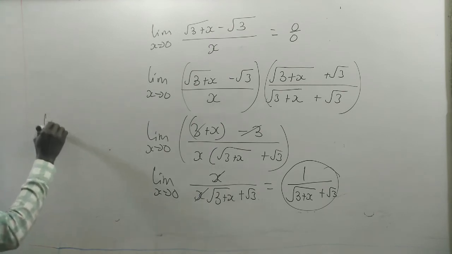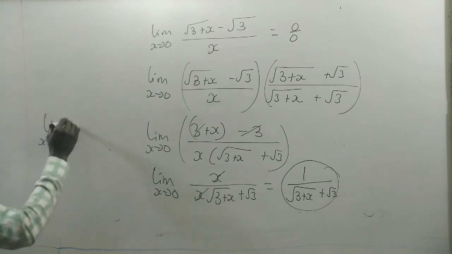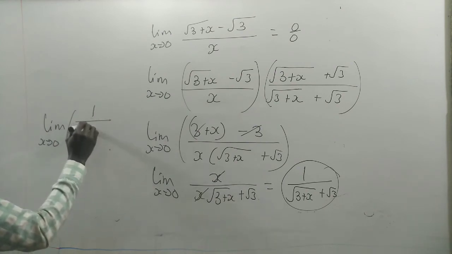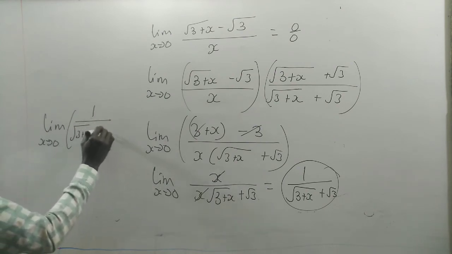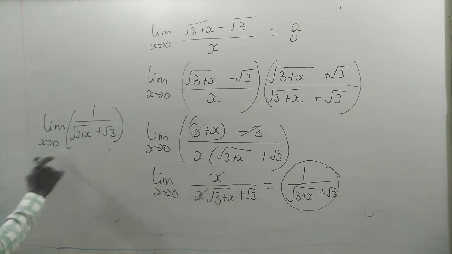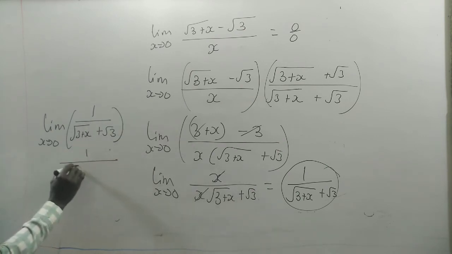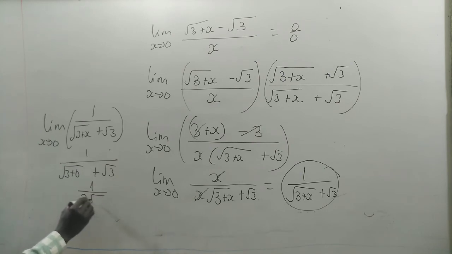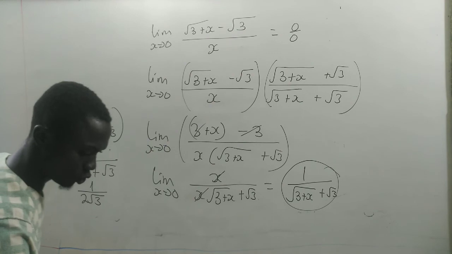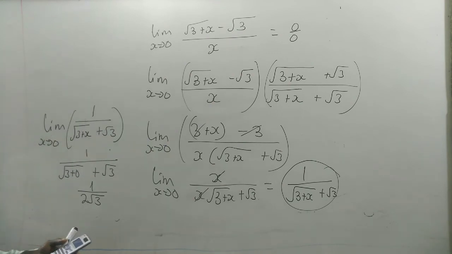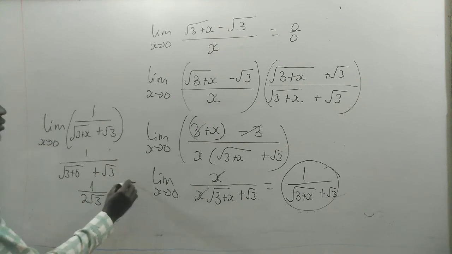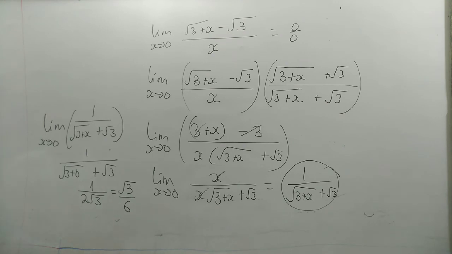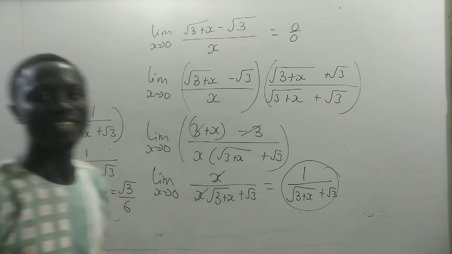So we have the limit as x approaches 0 of 1 divided by square root of 3 plus x plus square root of 3. Now as x approaches 0, we have 1 divided by square root of 3 plus 0 plus square root of 3, which will give us 1 divided by 2 root 3. You can also rationalize this: 1 divided by 2 root 3 is the same as root 3 divided by 6. That's our final answer.